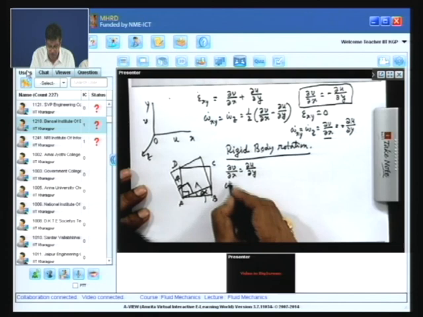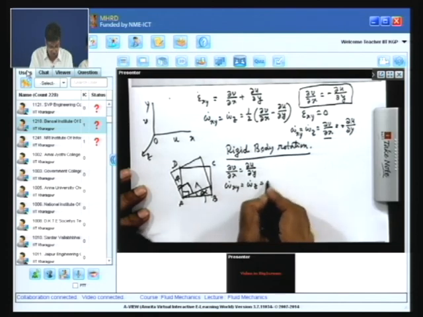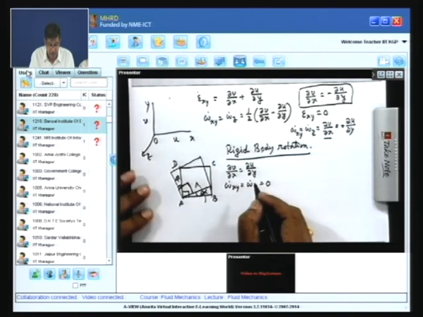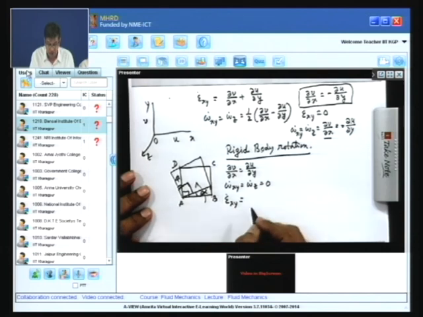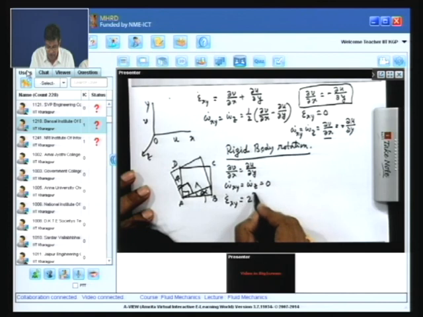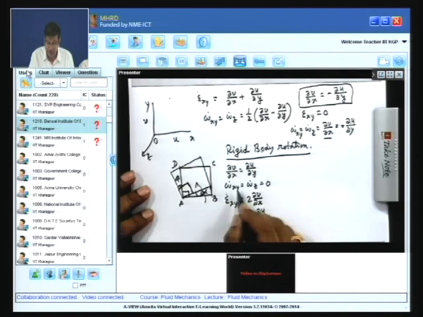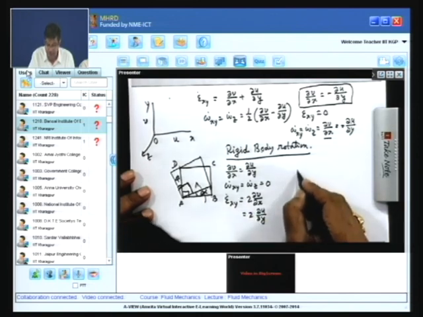Omega dot z is 0. Okay. But epsilon dot x y is not 0. Epsilon dot x y, this is this, that means either 2 del v del x or equal to 2 del u del y. That means this is non-zero, but this is 0. What is this case? This case is this.